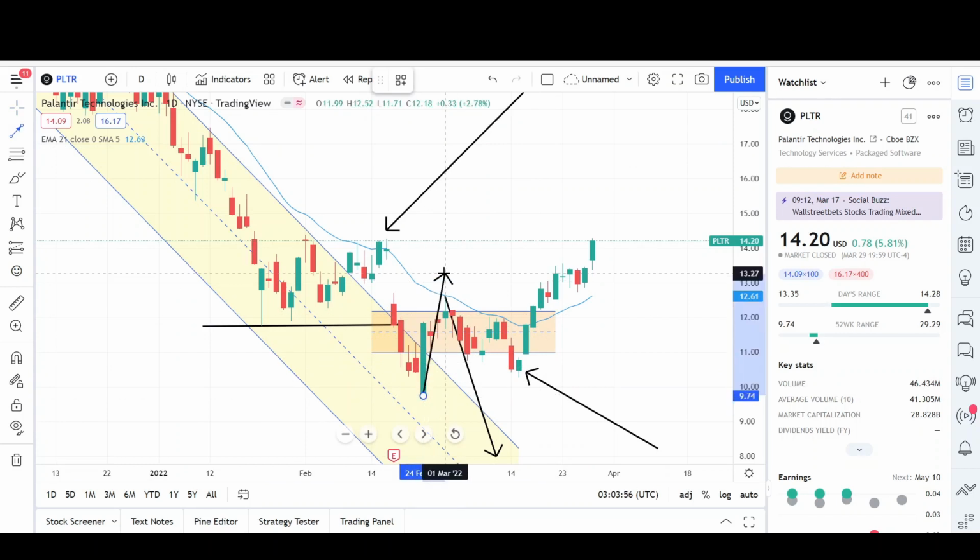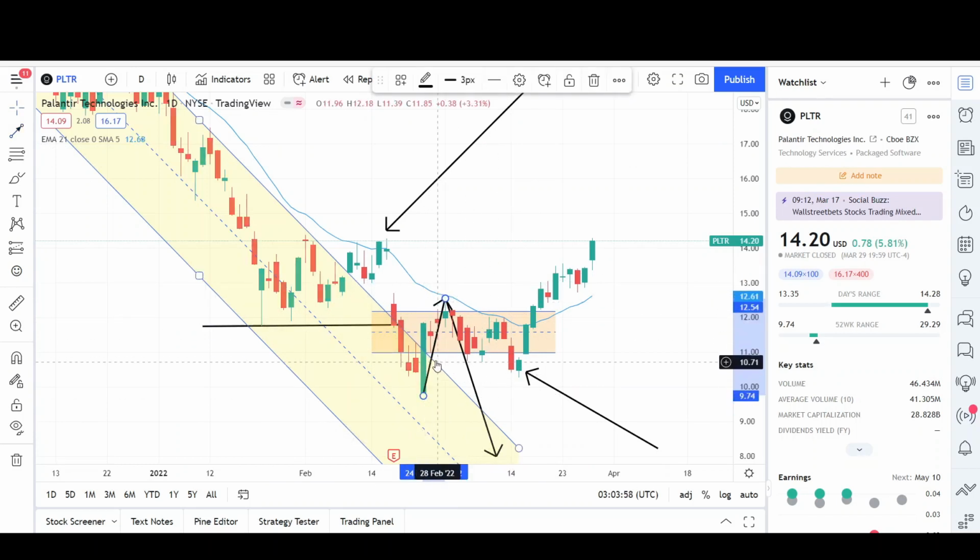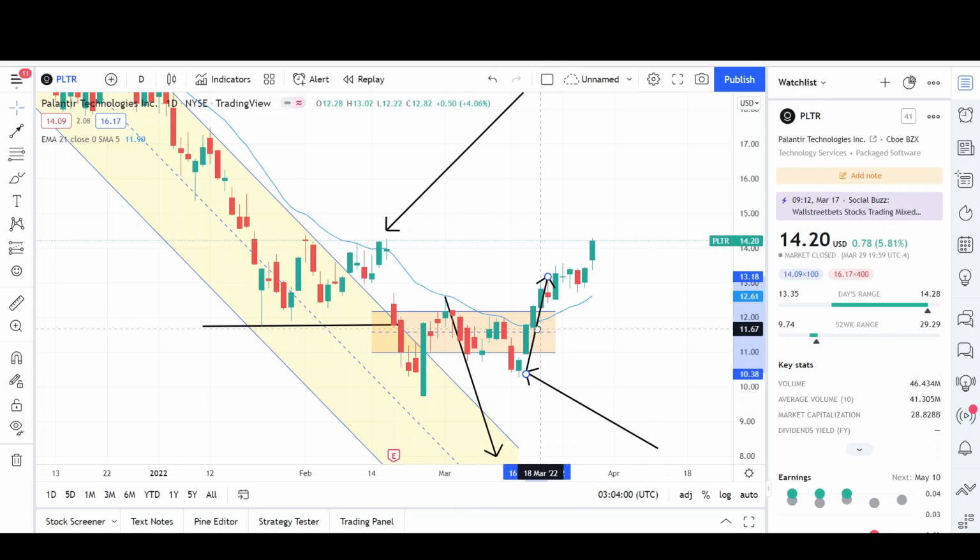This leg right here will be the first leg. We had a two-legged correction in between, so we can get a second leg up, and that's pretty much right where we went before going a little bit sideways, and we're still going higher.